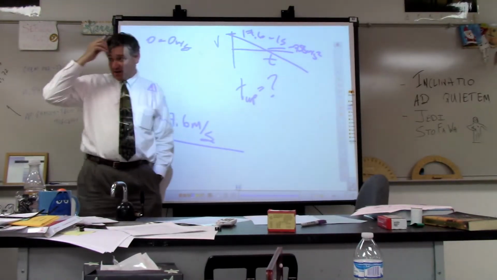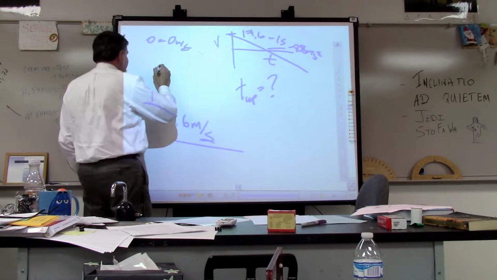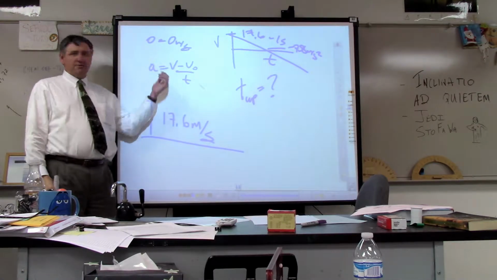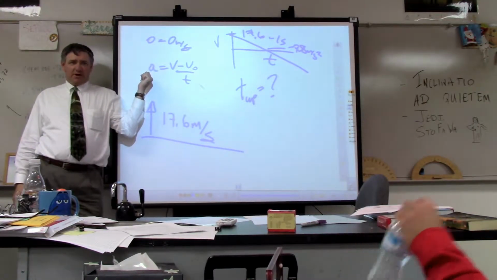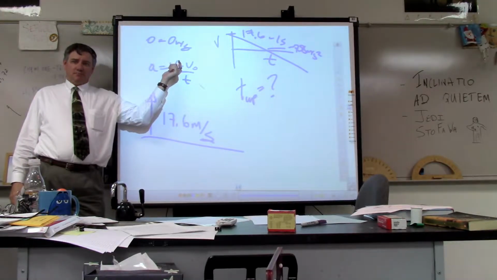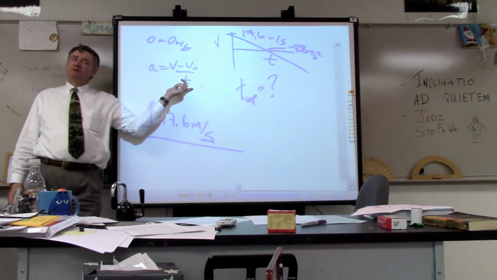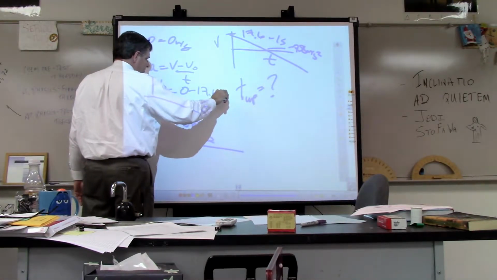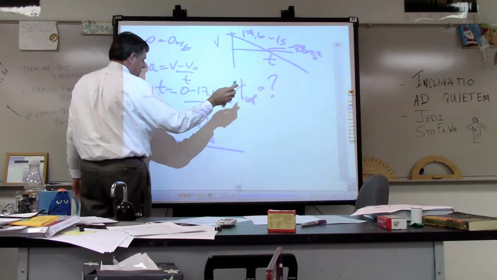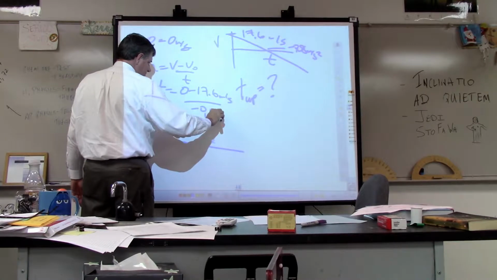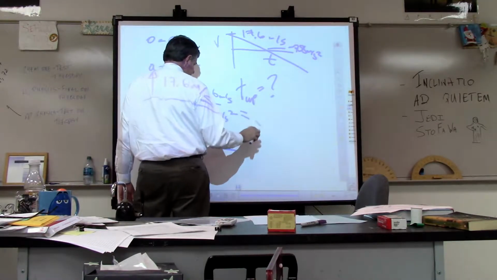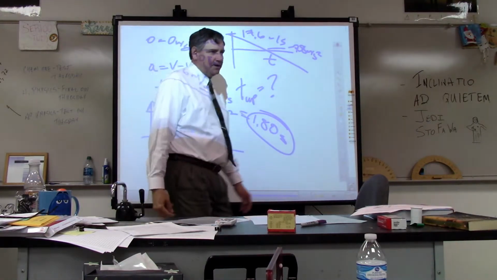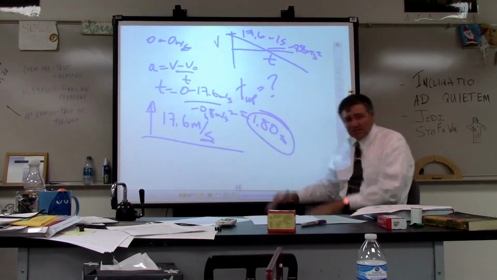So if you want to go the route that Ellie indirectly talked about, you go, oh, a equals v minus v naught over time. You know the acceleration. You know the initial velocity. You know the final velocity. The only thing you don't know is time. So, okay, 0 minus 17.6 meters per second. So somebody do the math. Let's take 17.6 divided by 9.8. Should get 1.795. So call it 1.80 seconds. So it's going to take 1.80 seconds to go up.